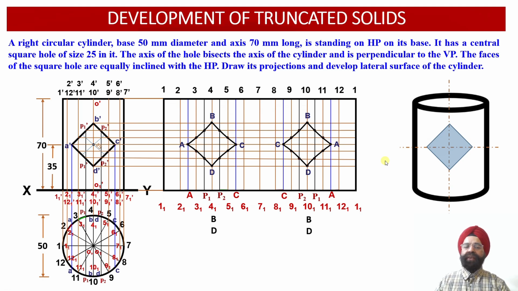This way we are able to obtain the development of a right circular cylinder which has been cut by a square hole, such that the axis of this square hole is perpendicular to the vertical plane. The center of symmetry of the square hole coincides with the midpoint of the axis of the cylinder, and the two edges of the square hole are equally inclined with respect to the horizontal plane.